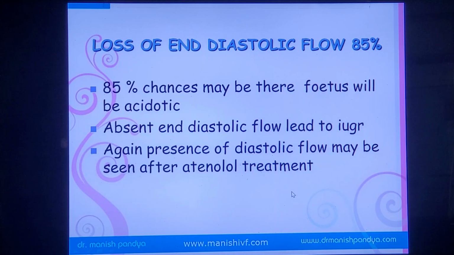Absent umbilical flow. Loss of end diastolic flow, 85%. There is an 85% chance the fetus will be acidotic. Absent end diastolic flow leads to IUGR. Again, presence of diastolic flow may be seen after atenolol treatment. So atenolol you have to use in pregnancy with caution because it can cause renal abnormality in the baby.